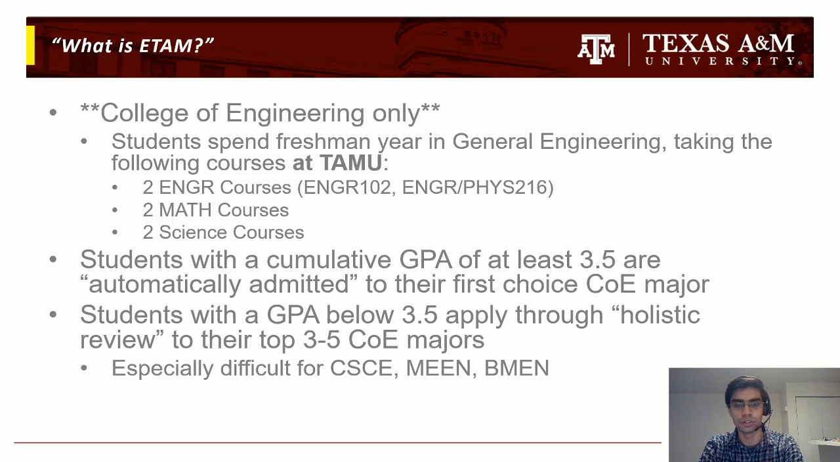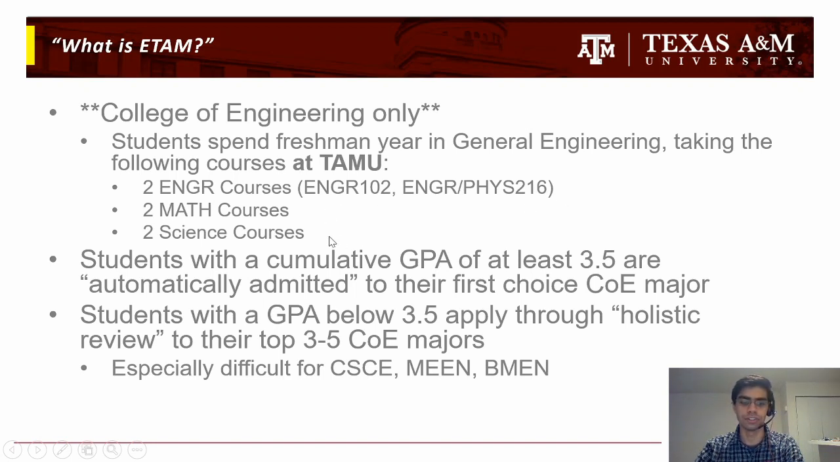And what it ends up looking like is that you spend your freshman year in general engineering, and at the end of your freshman year, so towards the end of your spring semester, most people will apply to their major of choice. In order to do that, first there are some milestones that you need to hit. So you need to take two engineering courses. Those are built into your degree plan, as are the two math courses.